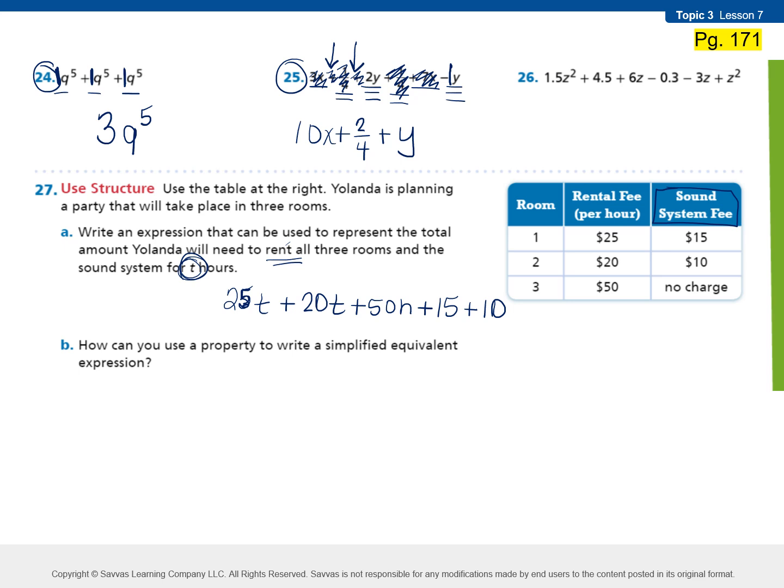Can we simplify this expression? Yes, we can. Oops, I meant to make that a T instead of H. So let's combine our like terms. Okay, all of these have T's. So 25 plus 20 plus 50 makes 95. So that's going to be $95 per hour. Plus, we can combine these because they don't have variables. So 15 plus 10 is 25. And remember, we can't add these together because 25 does not have the variable T.